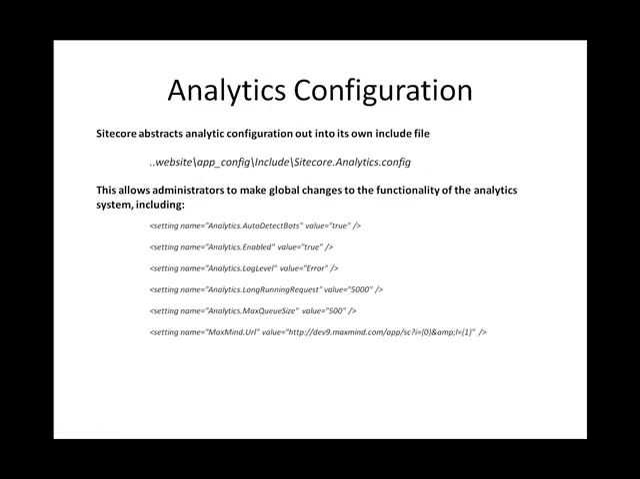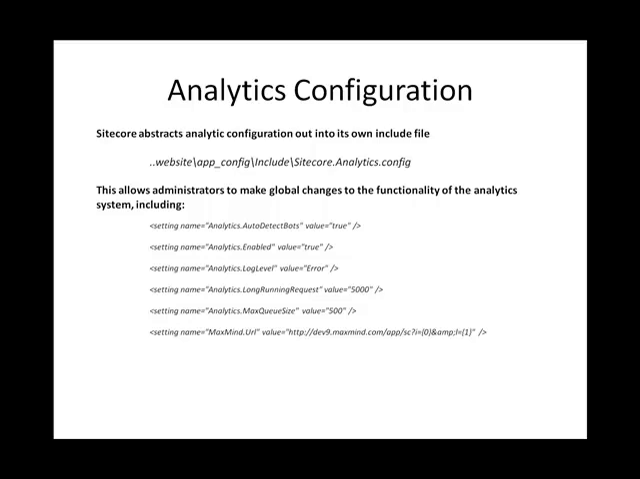How about the analytics configuration? Well, Sitecore abstracts the analytics configuration file out into its own include file that is located under your website directory, under app config, under include, and the configuration file is called sitecore.analytics.configuration. This allows administrators to make global changes to the functionality of the analytics system, including such things as turning auto-detect bots on and off, enabling or disabling the entire analytics system, specifying the log level at which Sitecore Analytics will log to your log files, specifying the long-running request.